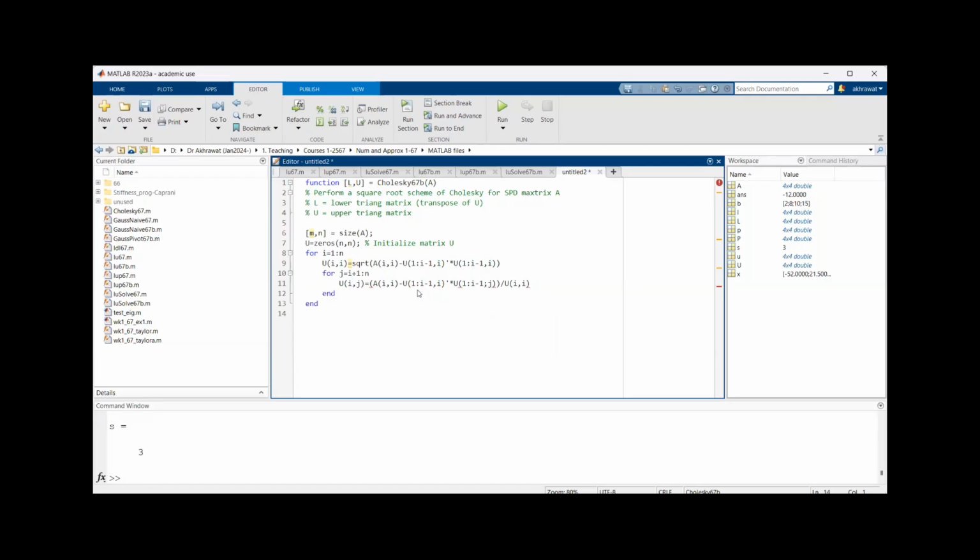Okay, we have a nested for loop. The inner for loop is for the off diagonal elements and the outer for loop starts with the diagonal. We have two outputs, L and U. After the for loop you get U, and you return L as the U transpose. Okay, I'm going to save.